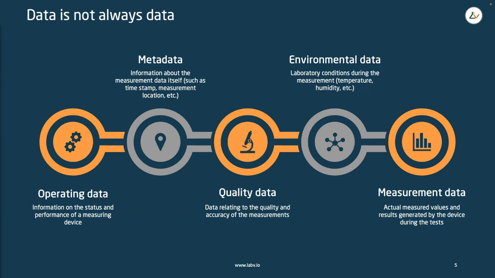Operating data is typically, when the machine or a testing device is running, the information on the status and the performance of the device. On the other side, measurement data is related to anything that has to do with the actual measured values of a property and the results that are generated.